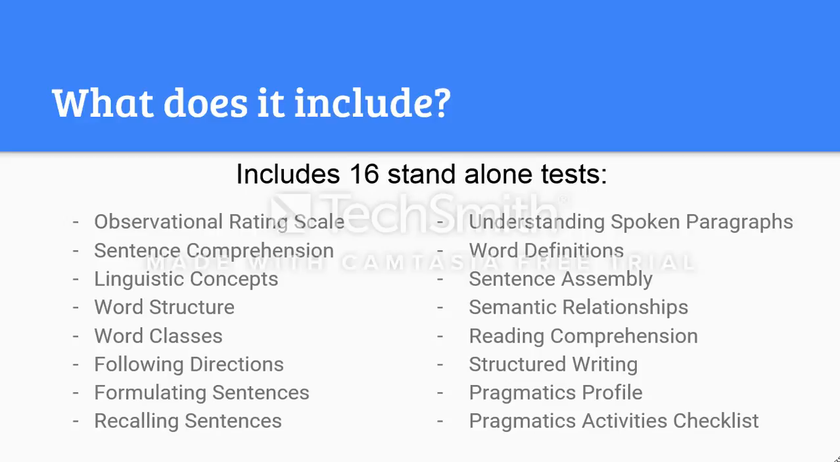As I said, the CELF is a battery of tests, and it includes 16 different tests that can stand alone or can be combined to form composite or index scores. This is just an overview of the tests that are included. Now we're going to talk a little bit about each specific one.